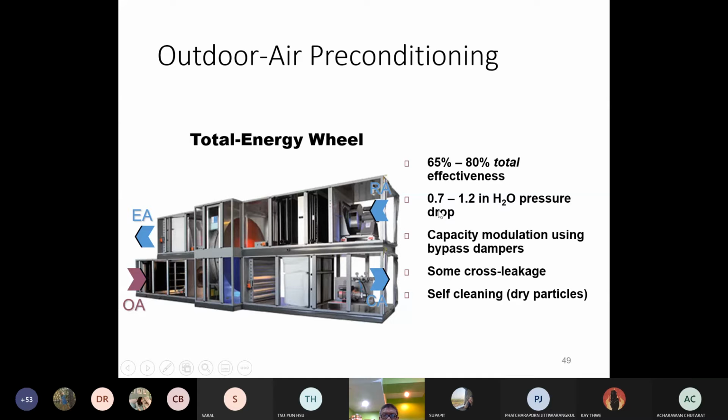This is the return air, so they have a return air passing this, and also heat recovery and exhaust. Okay, this one will control the modulation.